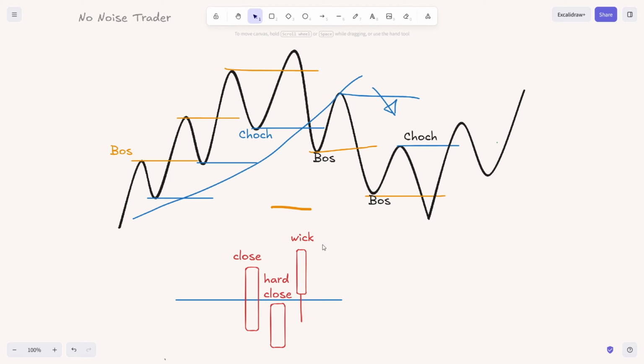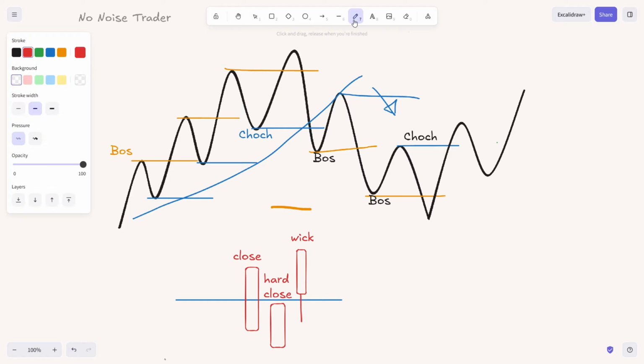I think the wick is more aggressive, but if you know what you are doing, it's very good. The close is also good, the wick is also good, everything is good depending on your risk appetite. Not everyone will have the same risk. So you have the close, the hard close, and the wick. Great. Now, once you have the change of character, then there is your entry, your stop loss, and your take profit. In terms of entry, you don't want to enter at the break.